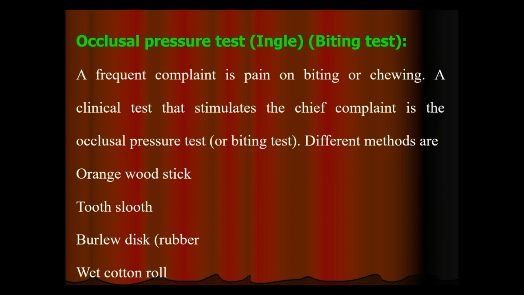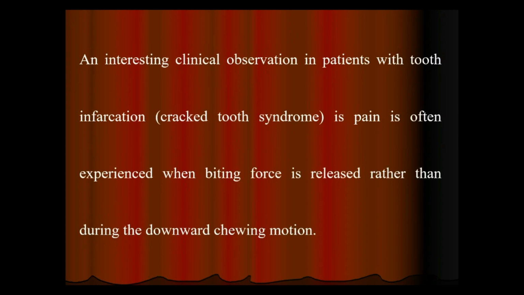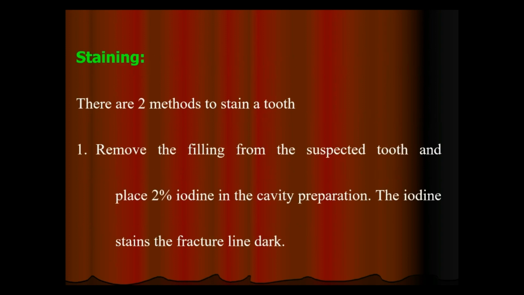A frequent complaint is pain on biting or chewing. A clinical test that stimulates the chief complaint is the occlusal pressure test. There are different methods to do the occlusal pressure test that include orange wood stick, tooth slooth, Burlew disc, wet cotton roll. An interesting clinical observation in patients with tooth infarction is that pain is often experienced when biting force is released rather than during the downward chewing motion.